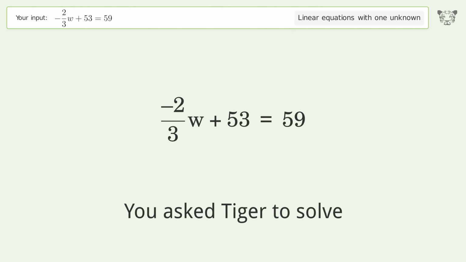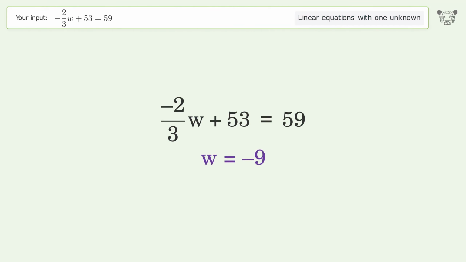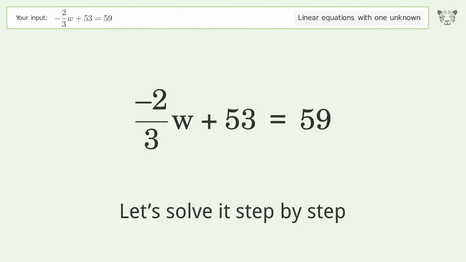You ask Tiger to solve. This deals with linear equations with one unknown. The final result is w equals -9. Let's solve it step by step.